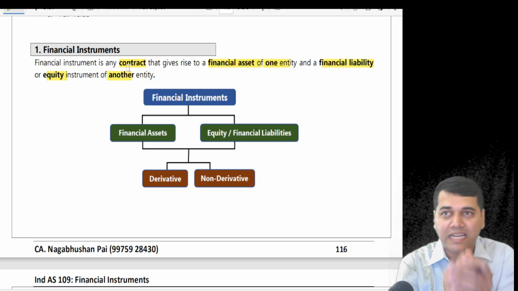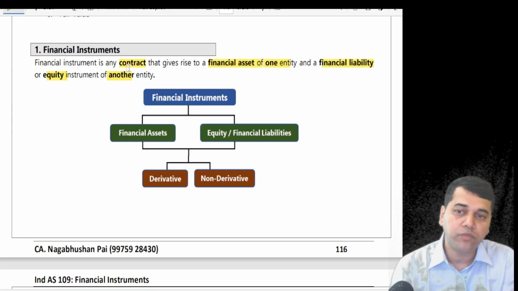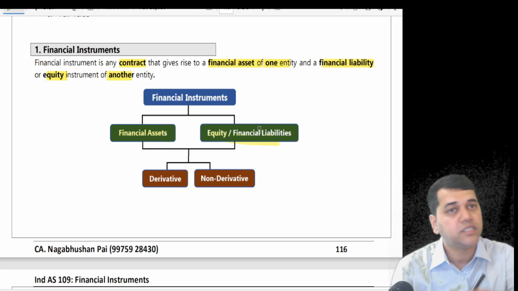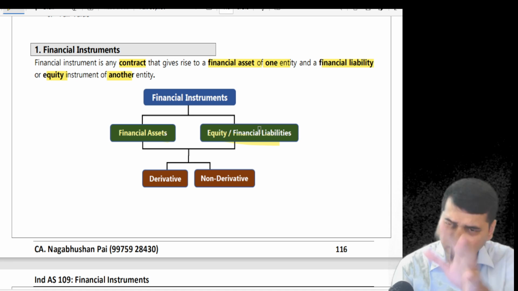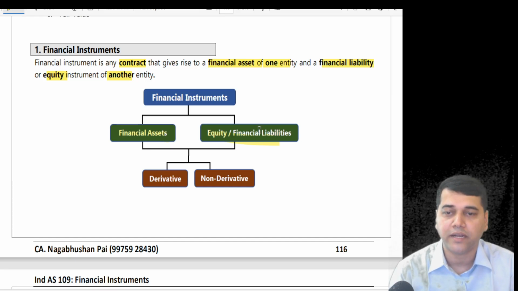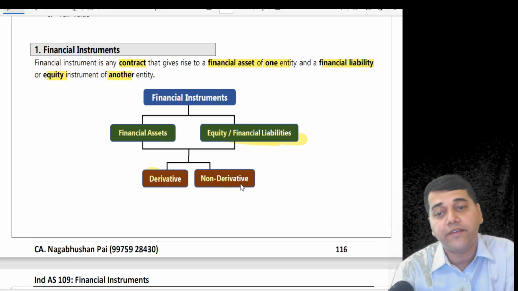That means there should be 2 legs to that contract. On one side there should be a financial asset, and on the other side there should be a financial liability or equity. Please make a note of all these things. The concept book, the same book, I am going to give to you later, but till that time you have to practice. Now again, this financial asset or liability can be a derivative or a non-derivative.